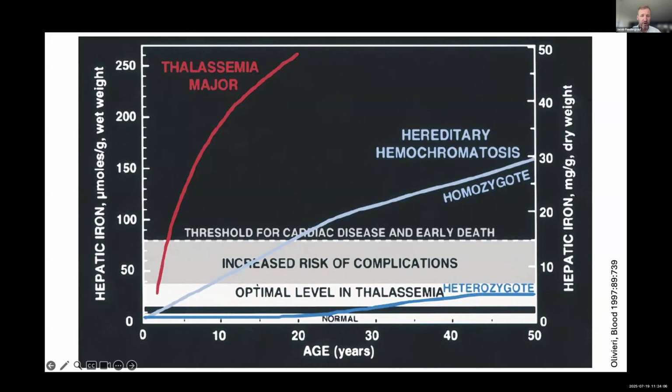And you can see that the rate at which the liver iron increases over time varies. With hereditary hemochromatosis, it's a gradual increase. It doesn't actually start to cause problems until your 20s or 30s. With thalassemia major, where you're being chronically transfused month after month, you get past that threshold much earlier.